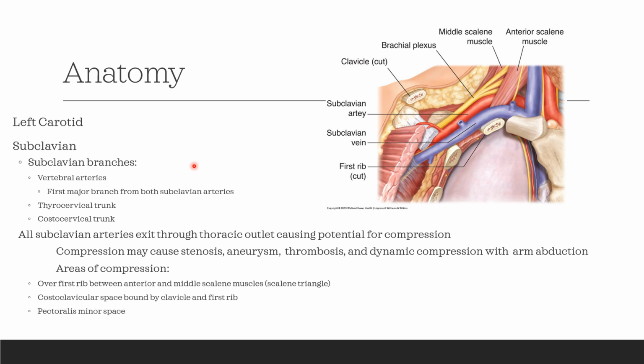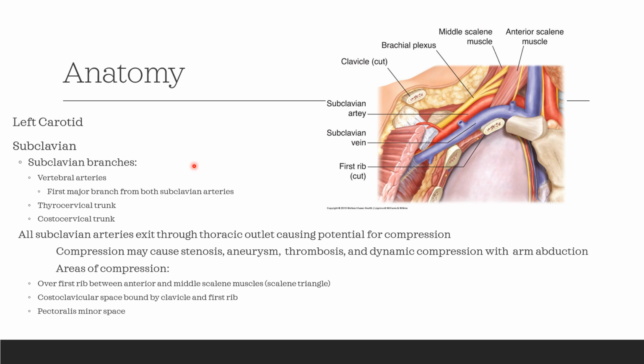So our subclavian, like I mentioned, is going to give rise to the vertebral arteries that are going to go up through our intervertebral foramina in our necks and feed the basilar artery in the back of our brain. Other vessels that are going to come off of our subclavian are going to be the thyrocervical trunk as well as the costocervical trunk. But these are much smaller vessels and don't get the same type of attention that our vertebral does.